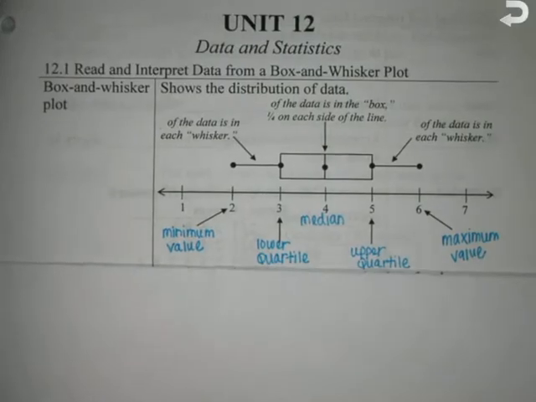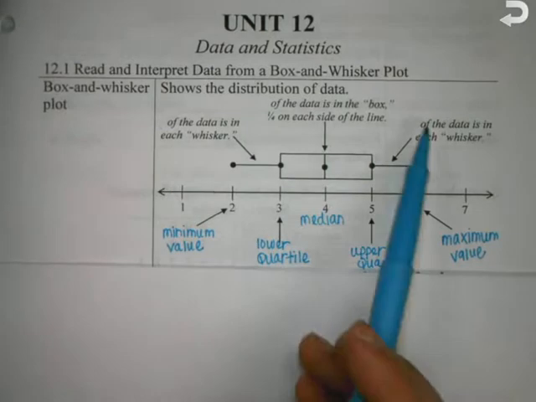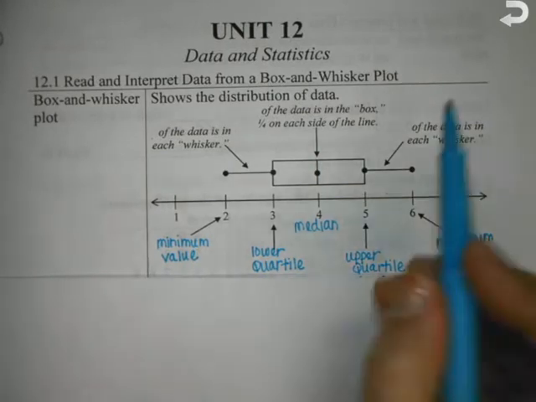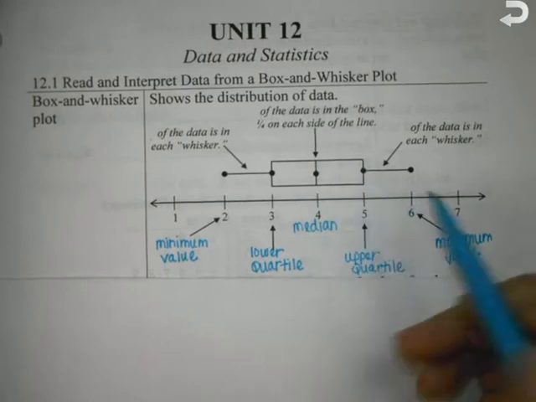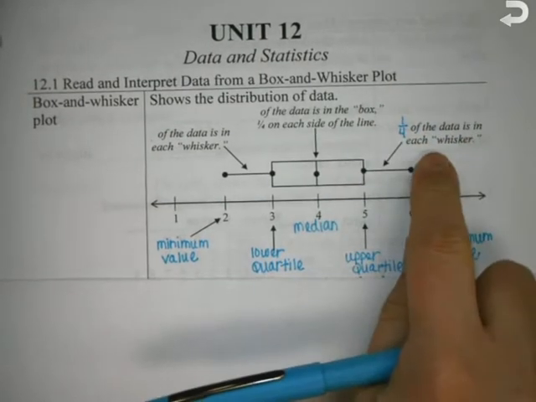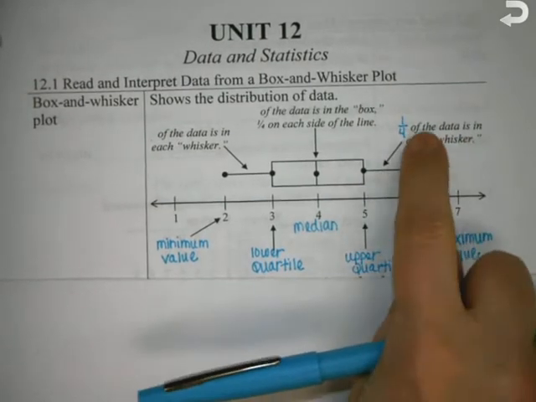Okay, so we labeled all the parts of the box and whisker plot. Now if we look at the top part, it's going to tell us about how the data is distributed. Quartile has the prefix quar, which means 4, right? So this whisker contains 1/4 of all the data. So 1/4 of the data is in each whisker.